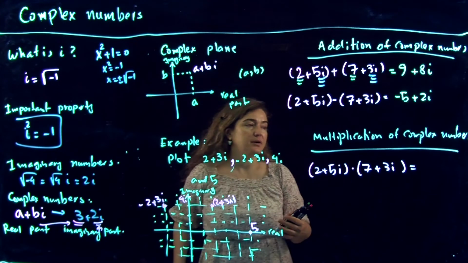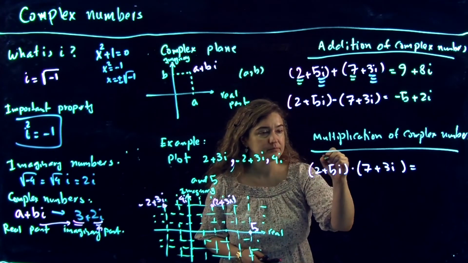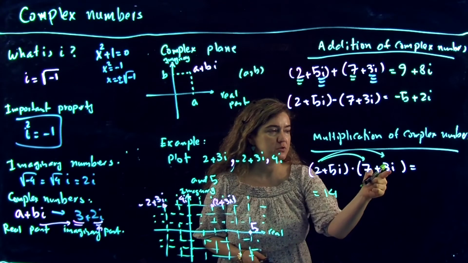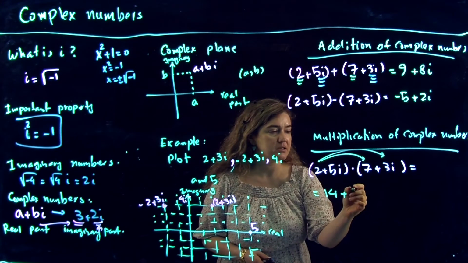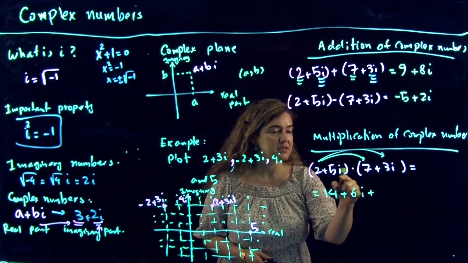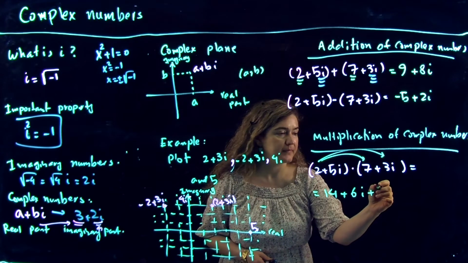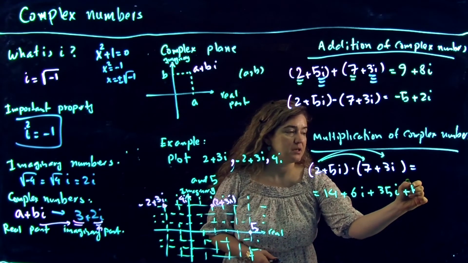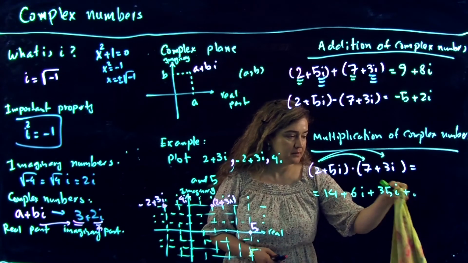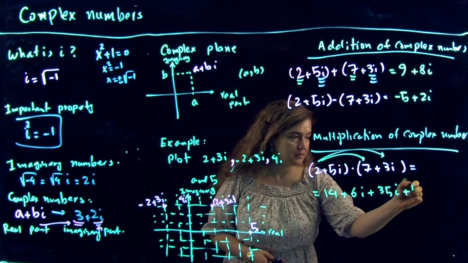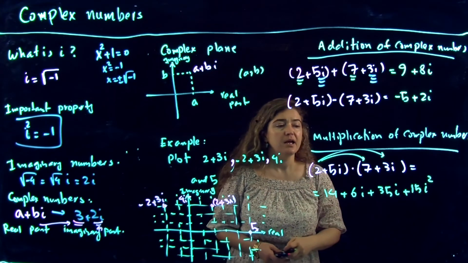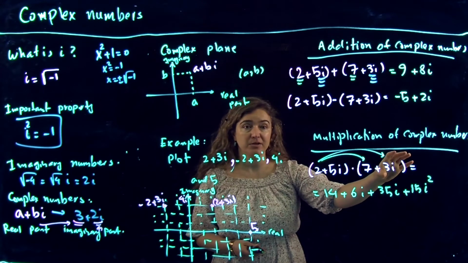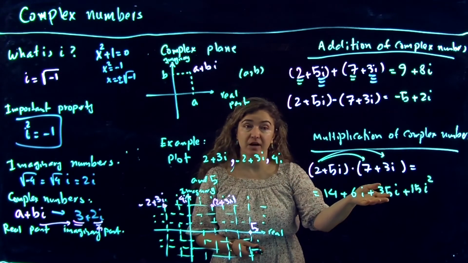And so let's do the foiling first. So 2 times 7, which is 14, 2 times 3i, which is 6i, now plus 5i times 7, which is 35i, and then 5i times 3i, which is 15i squared.